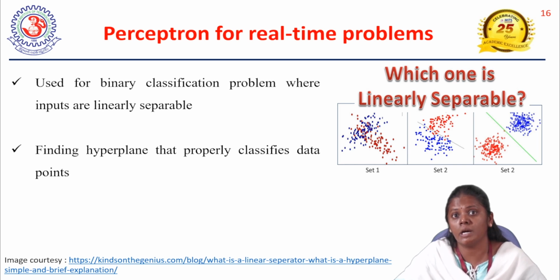Whereas you see the third one, set 3. Here you have the data points, and when you draw a hyperplane in between them, you are clearly separating the class 1 data points from the class 2 data points. So the third set of points from the picture, we can say that they are linearly separable. This is actually the problem statement: finding the hyperplane that properly classifies the data points. That is the work of the perceptron when it comes to classification problems.